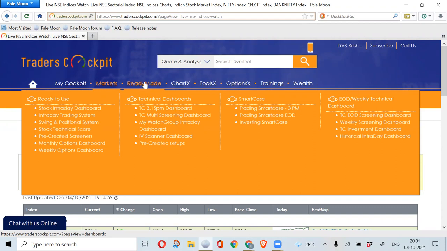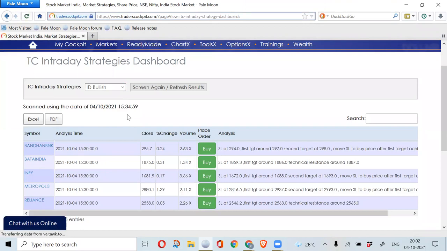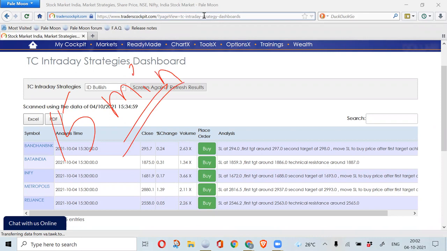If you go to ready-made dashboard, under the pop-up, you select intraday trading system. I repeat again, ready-made dashboard, intraday trading system. If you click on that, the intraday trading system will be available from morning 9:30 to afternoon 3:30, and the analysis will be made every 15 minutes. Starting from 9:30 a.m., you can see 9:30 results, 9:45 results, 10 o'clock results, 10:15 results, like that. For every 15 minutes, fresh results can be obtained here.